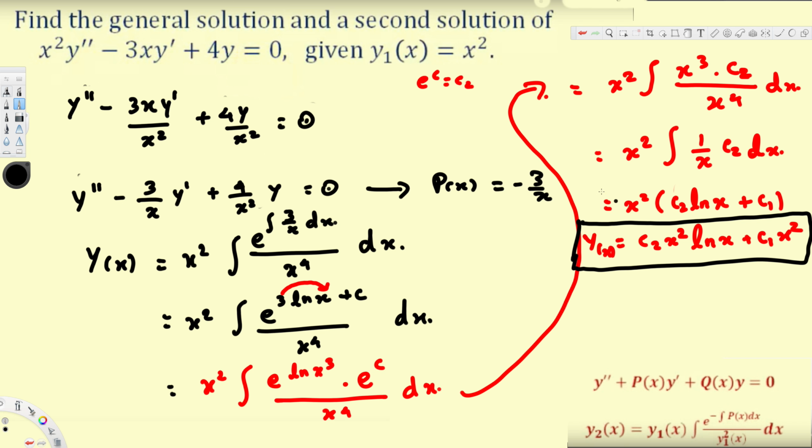If you look at this one, the given solution is when c2 is equal to 0 and c1 is equal to 1. That gives us the given solution, y1 of x is equal to x squared, right? And if we make c1 equal to 0 and c2 equal to 1, that's going to be the second solution. If we make c1 equal to 0, this whole term is eliminated, and if c2 is equal to 1, this is going to be x squared ln of x, which is the second solution for this differential equation.